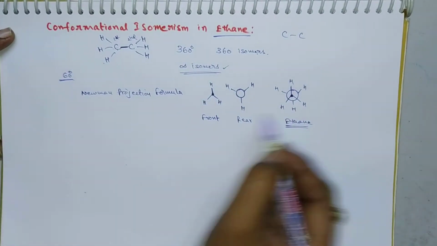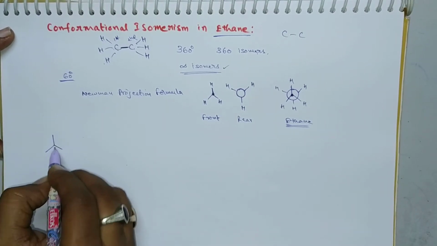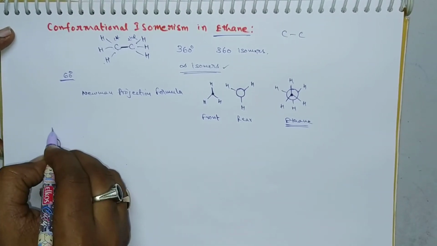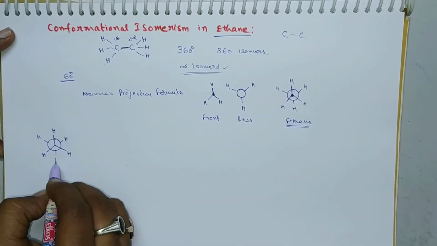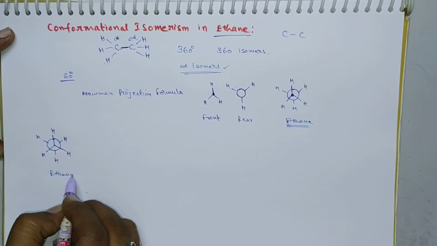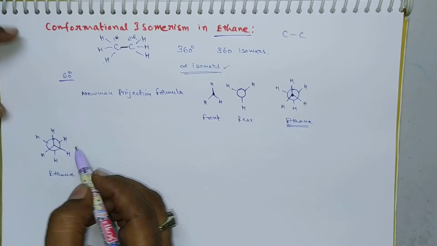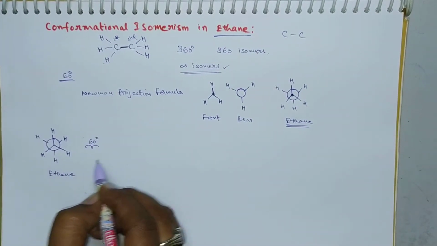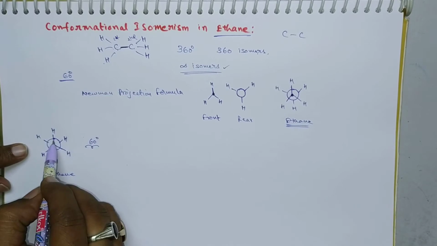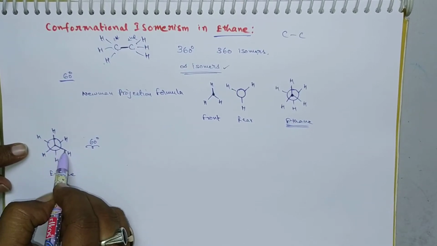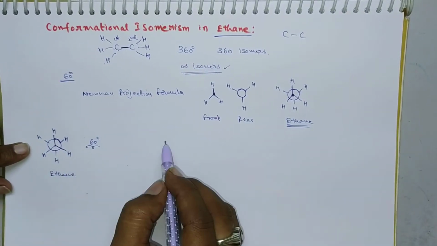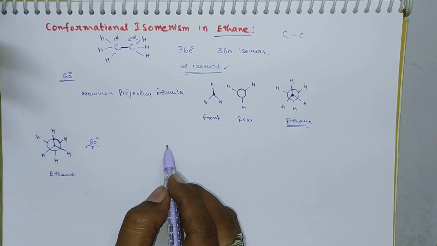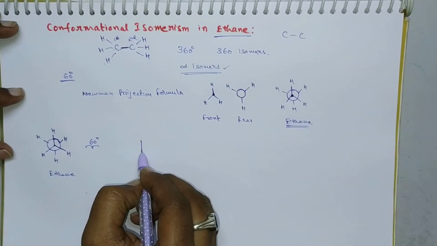So let us take this one, ethane. For our convenience we are rotating through 60 degrees. By the rotation through 60 degrees we get another isomer. So here 60 degrees means here it is 120 degrees. This is 60 degrees. By the rotation of 60 degrees we have to rotate one carbon. One carbon should be fixed and another carbon should be rotated. For example, we are fixing the front carbon. This front carbon is fixed.